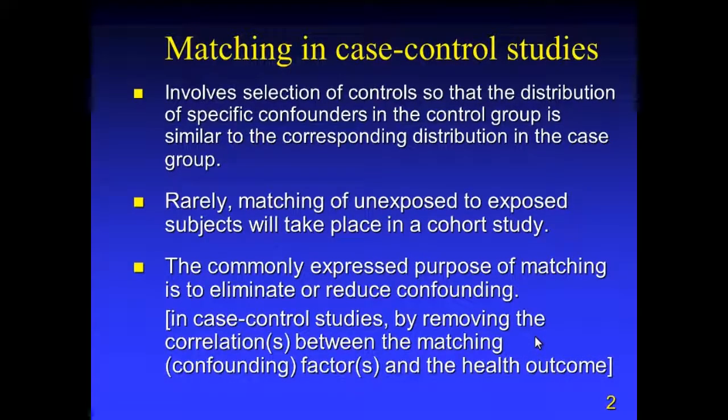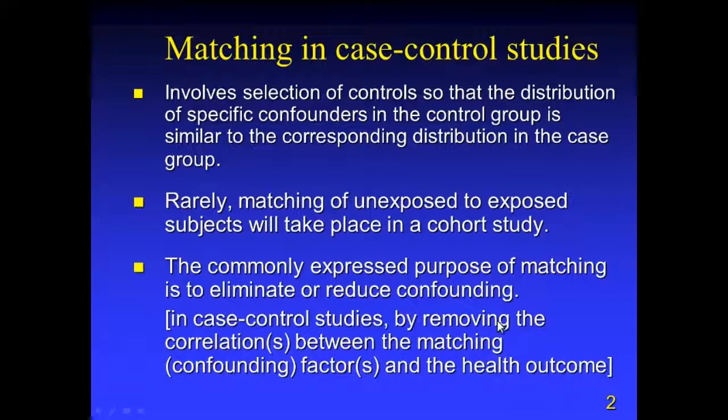So what is matching? Matching basically involves selecting a control group which matches in terms of certain potentially strong confounding factors, usually just age and sex. It matches the distribution in the case group, so that we have a control group and a case group with similar distributions of these particular confounders. Sometimes this is referred to as having good confounder overlap, but that's not a term you hear very much. In case you do, that's what it means. It's rare in cohort studies for matching to take place, and I'll explain why in my next talk.